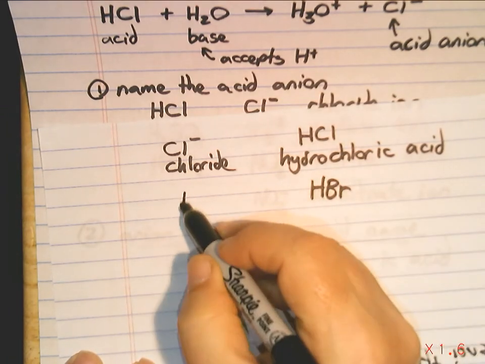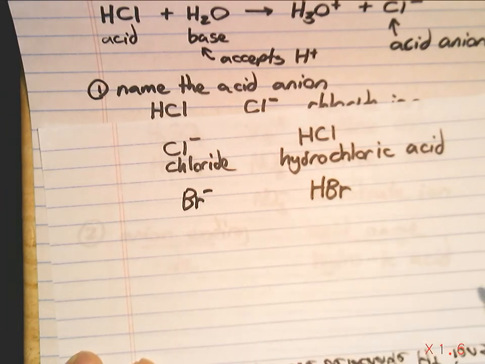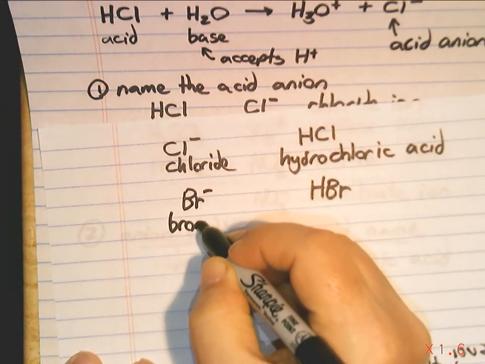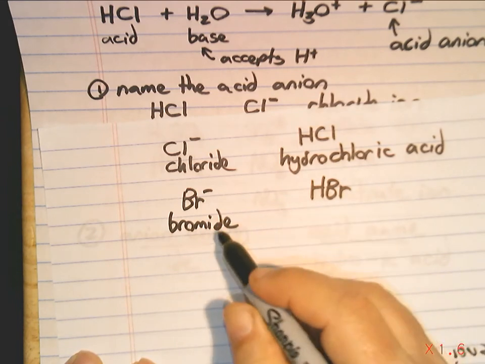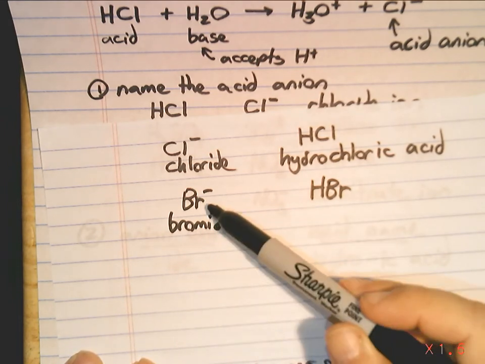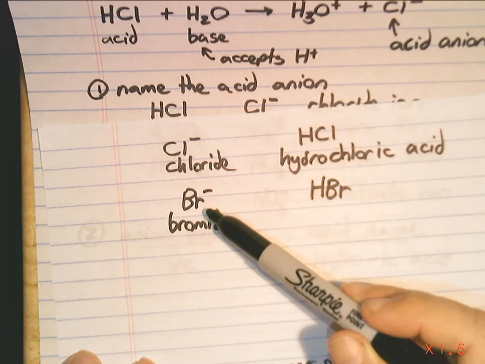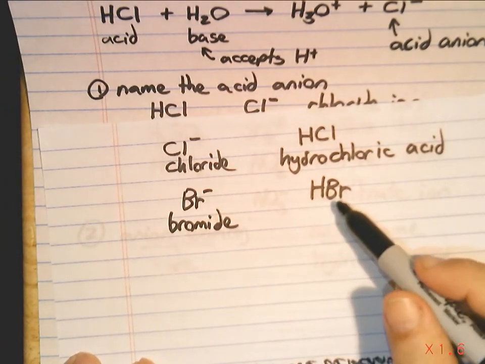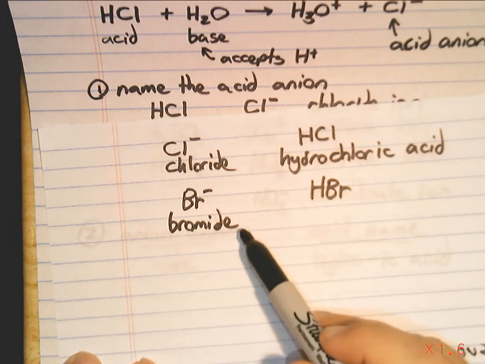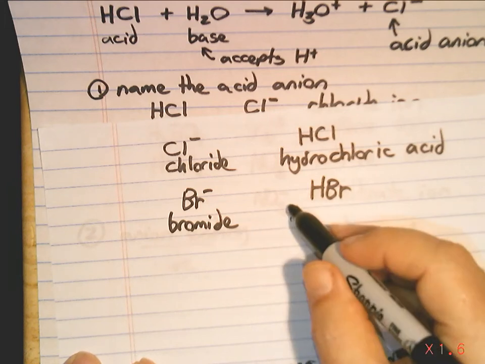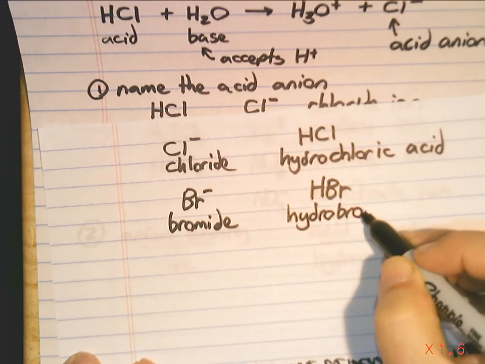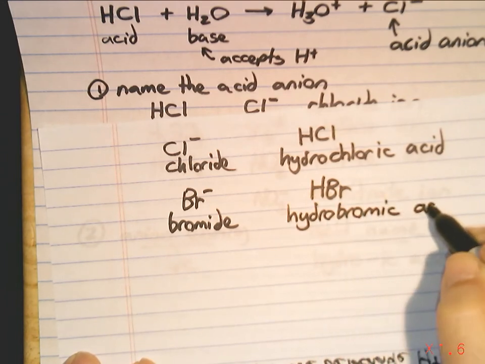The ion inside that is a Br minus, and that's called a bromide ion. Remember, we put an IDE ending on the end of a negatively charged nonmetal elemental ion. So this would be hydrobromic acid.